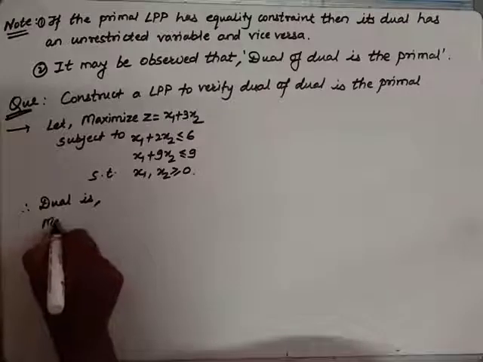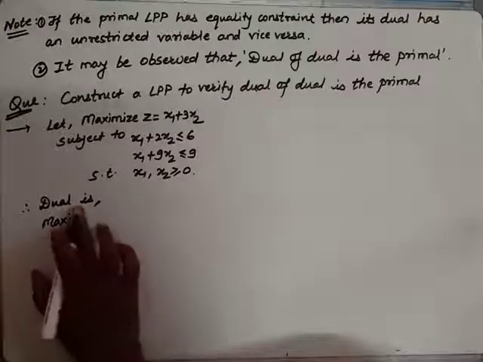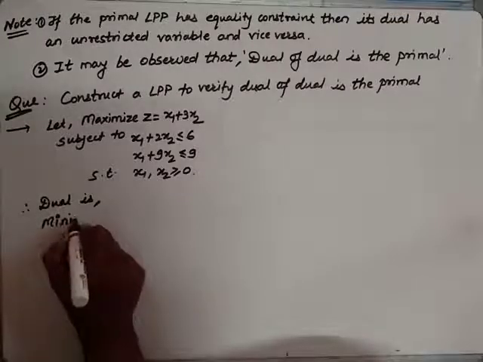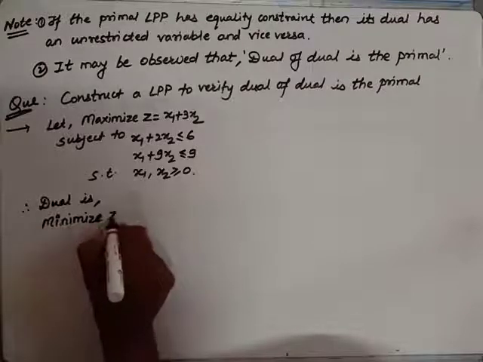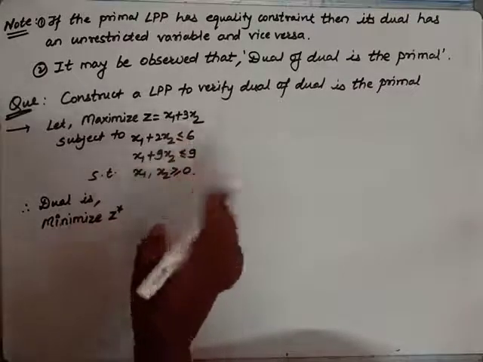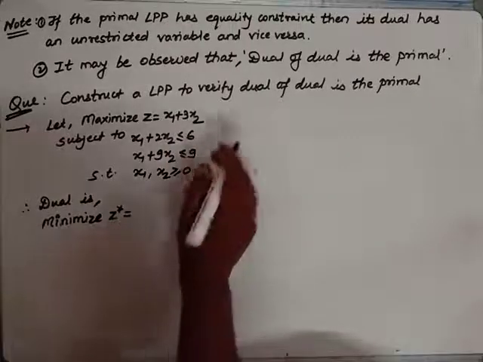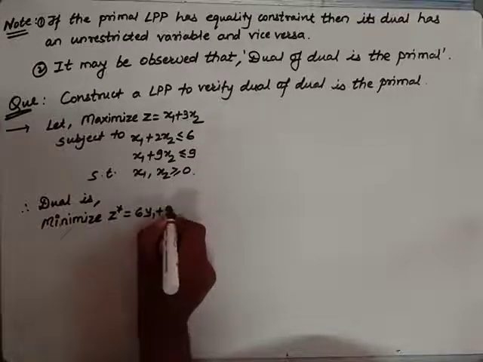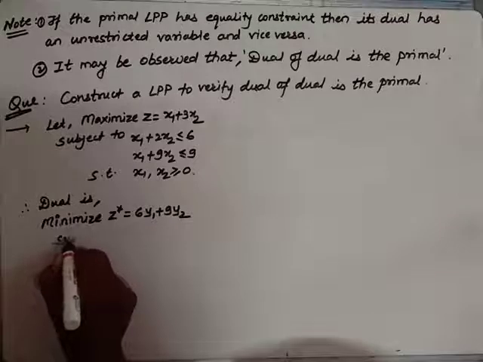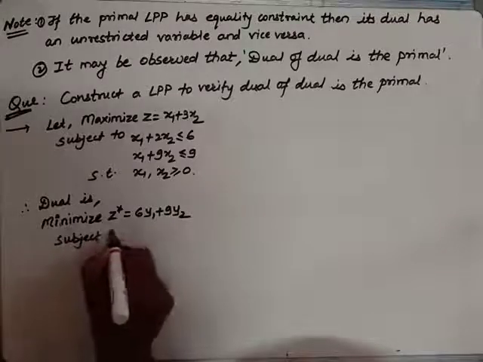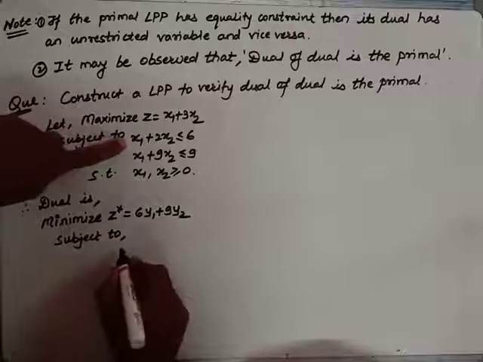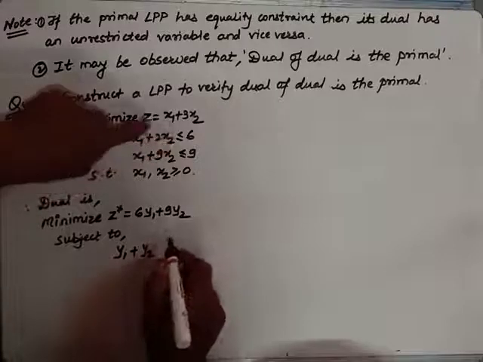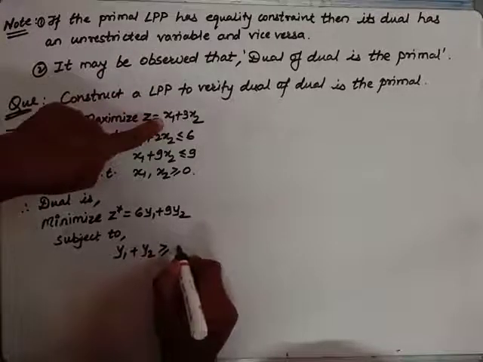Dual: it is maximize, so the dual will become minimize. Minimize z star equal to 6y1 plus 9y2 subject to, here I get y1 plus y2. Constraints are of less equal type, so they become greater equal, this one 1.